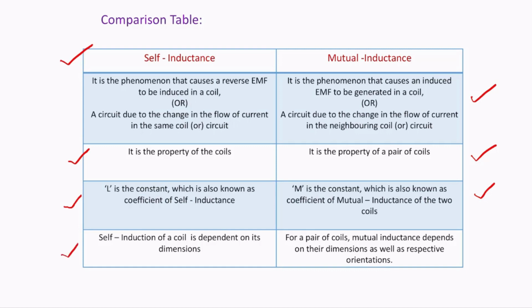And the last comparison is, in the case of the self-inductance, the self-induction of a coil is dependent on its dimensions. Whereas in the case of the mutual inductance, for a pair of coils, the mutual inductance depends on their dimensions as well as the respective orientations. So these are some of the important comparisons between the self-inductance and the mutual inductance.